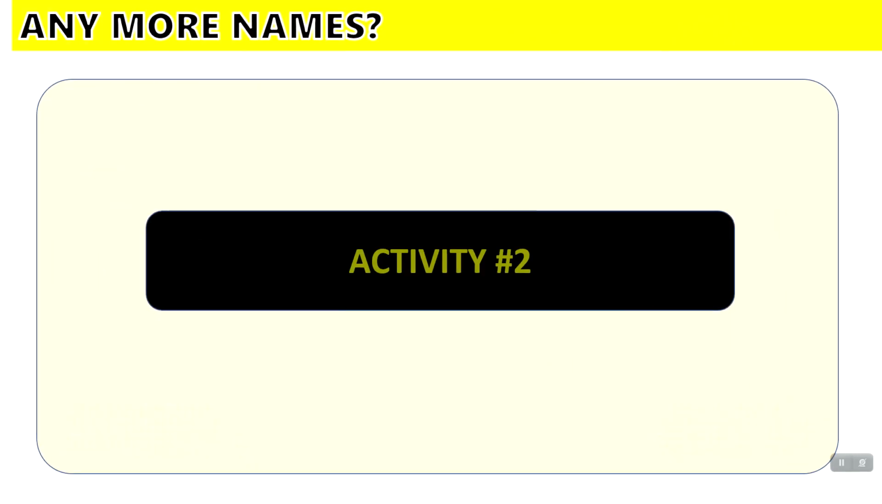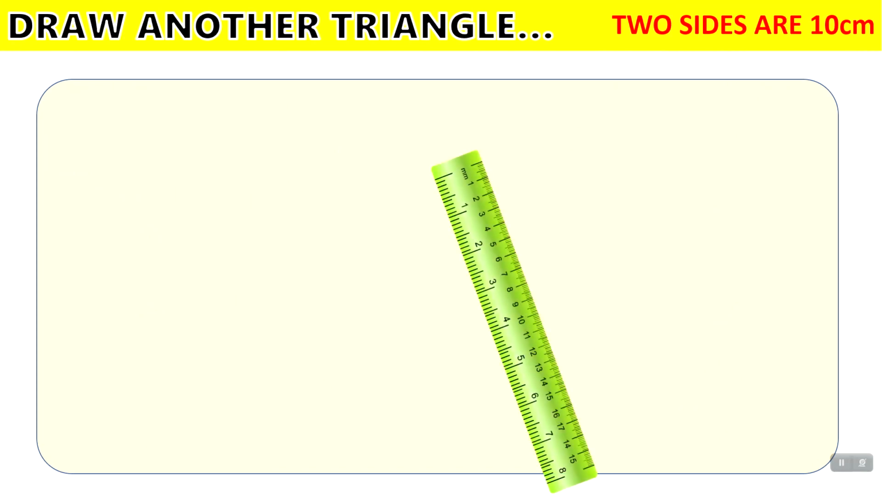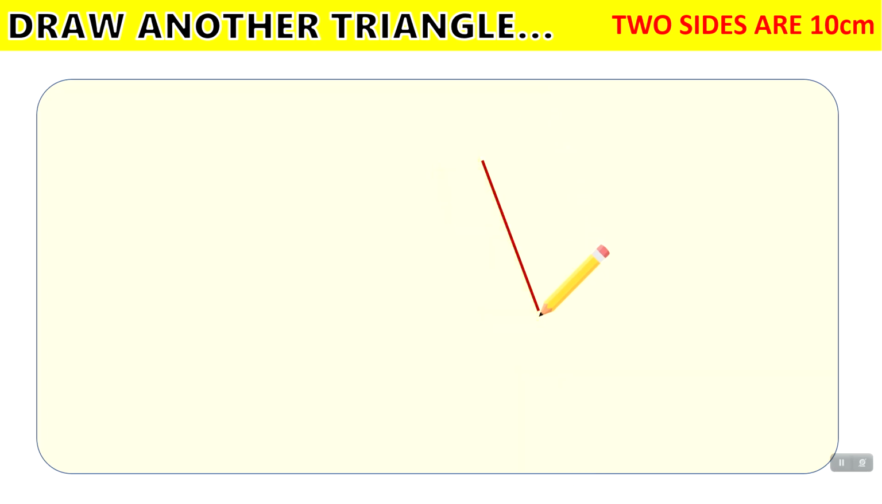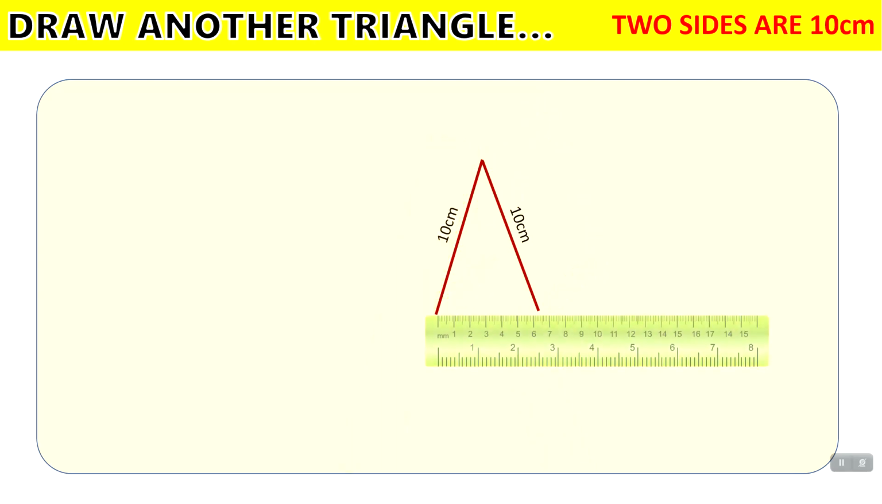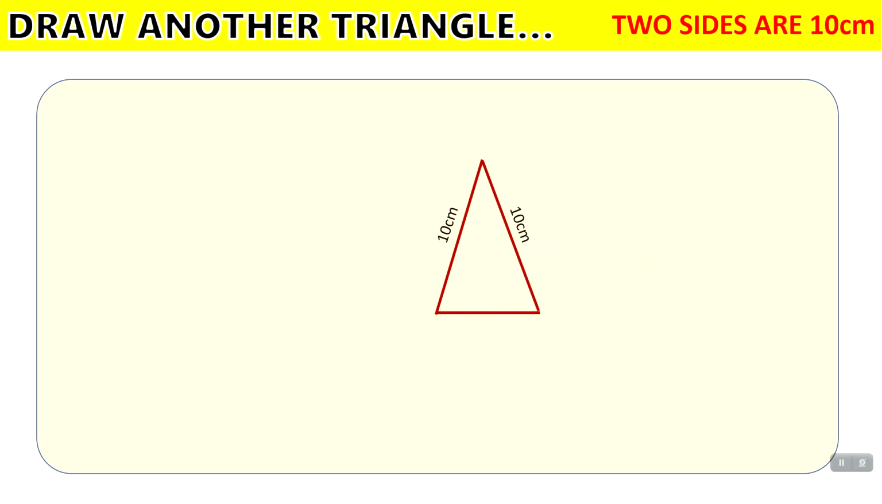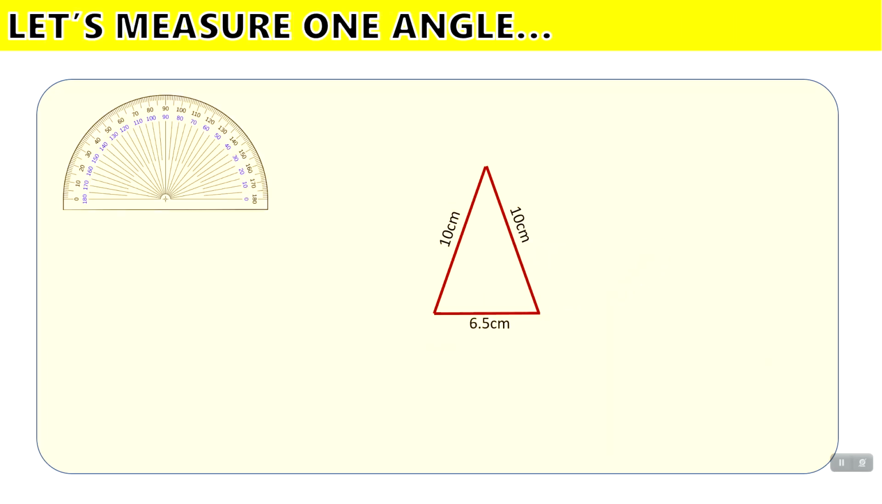Now let's do activity number 2. Let's draw another triangle. This time we're going to make 2 sides 10 centimeters instead of all 3. So let's take our ruler again, take the pencil, and draw 10 centimeters. We take the ruler and move it onto the other side, and draw 10 centimeters. And now we're going to connect the last side, which looks like 6.5 centimeters. And now we're going to measure the angles to see exactly what happens when we have 2 sides that are the same instead of 3.